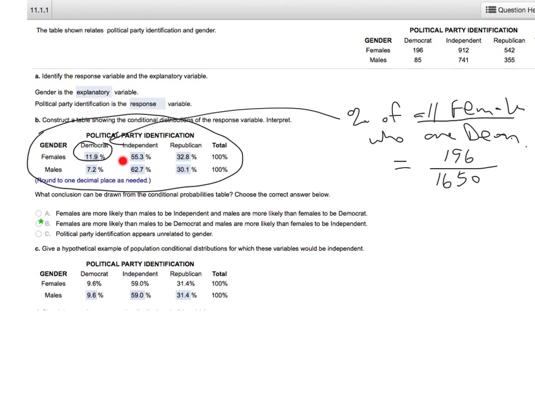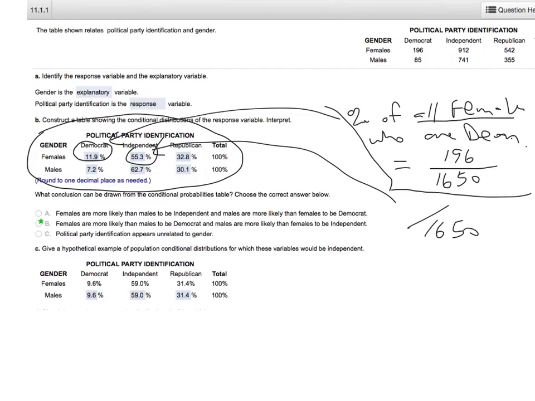Similarly, this number is also among females. So we're also dividing by 1,650 here. This number is going to be, just this up here. So this number is also going to be out of 1,650 because it's a number among females. But we want how many are independent. So there are 912 independents out of the 1,650 women that I asked, and so that number ends up being 55.3%. Just for another one, let's do the males here.